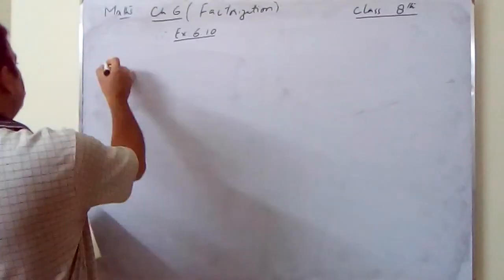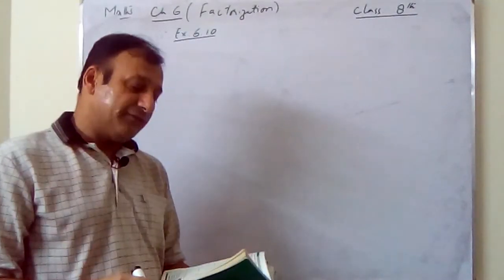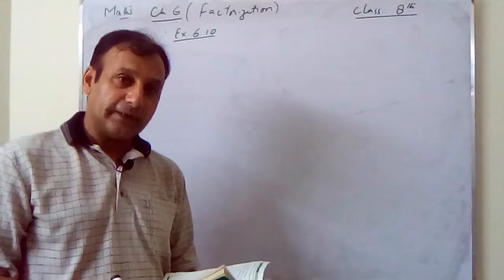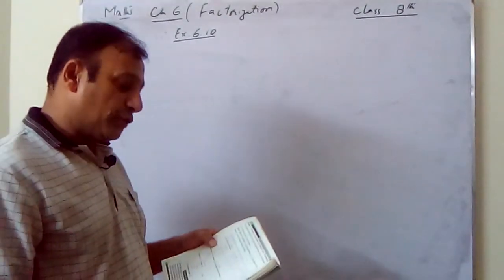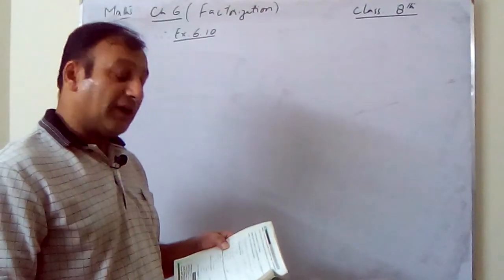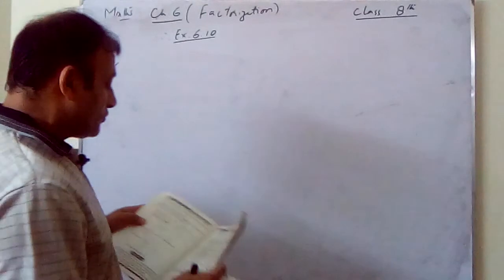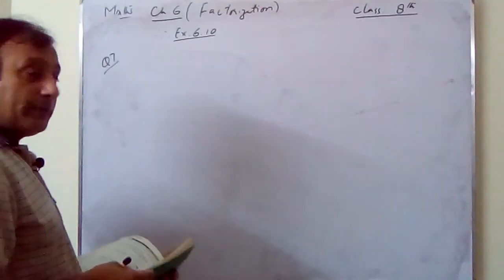Now question number 7. The denominator of a fraction is 5 more than the numerator. But if we subtract 2 from the numerator and the denominator of the fraction, we get 1 over 6. So the denominator of the fraction is 5 more than the numerator.